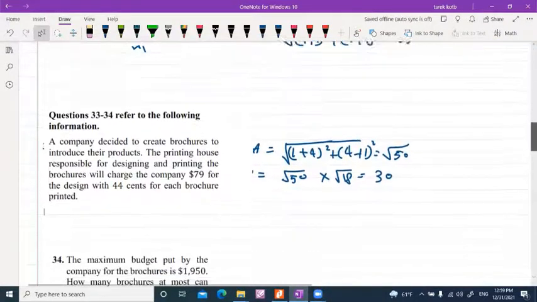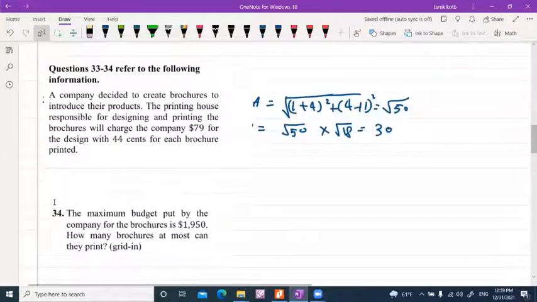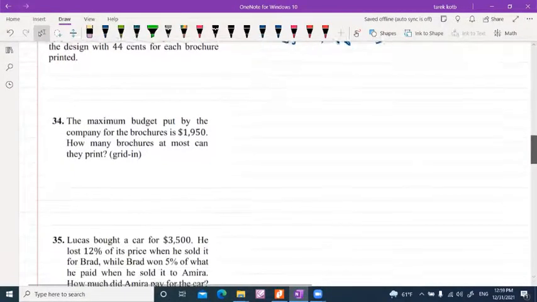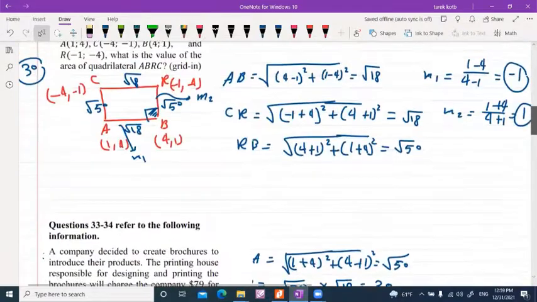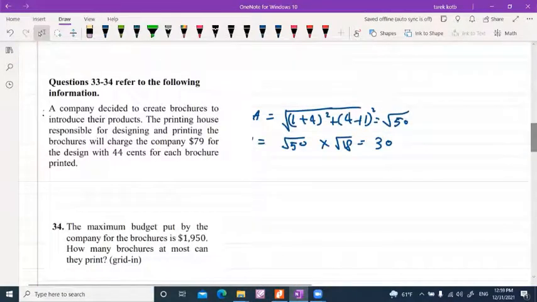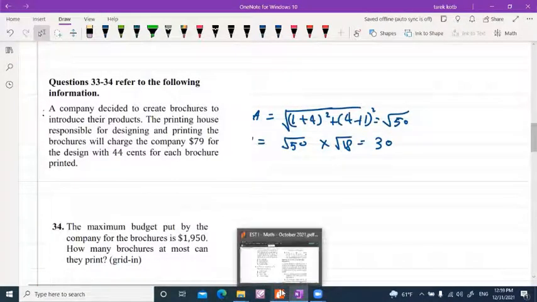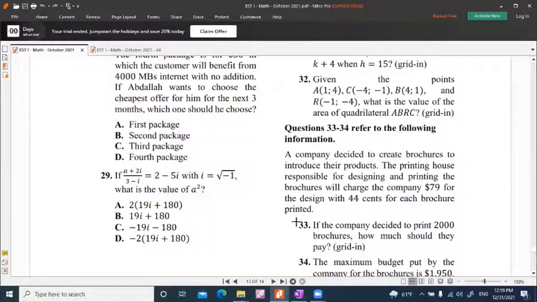So this is 33. What is the question of 33? And this is the 33 question.